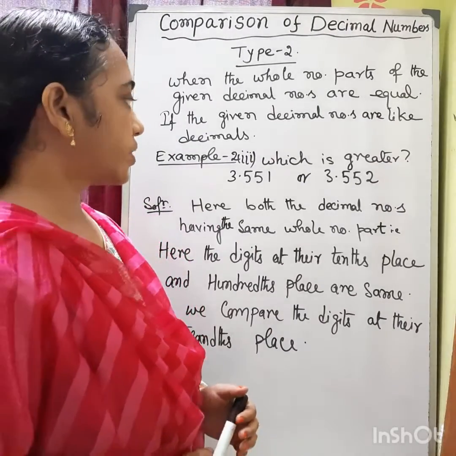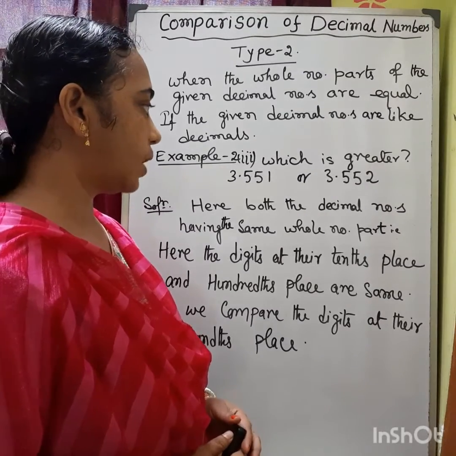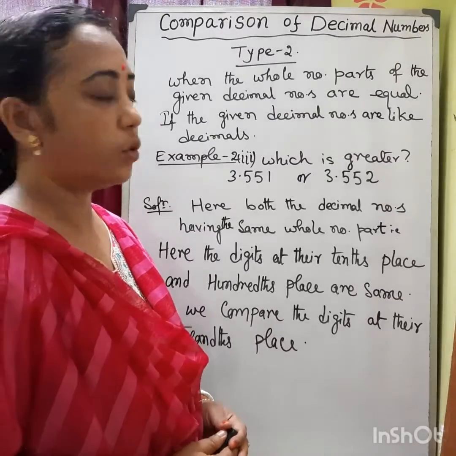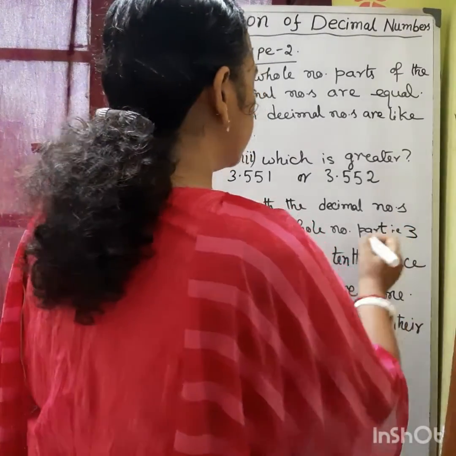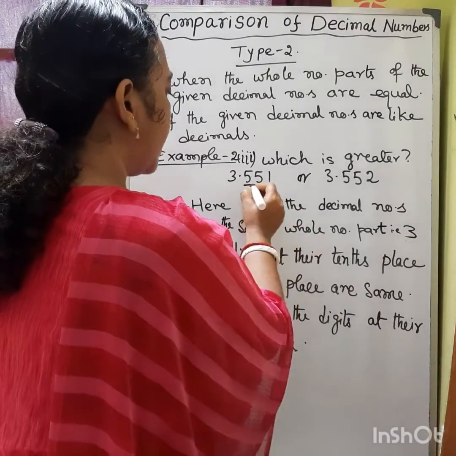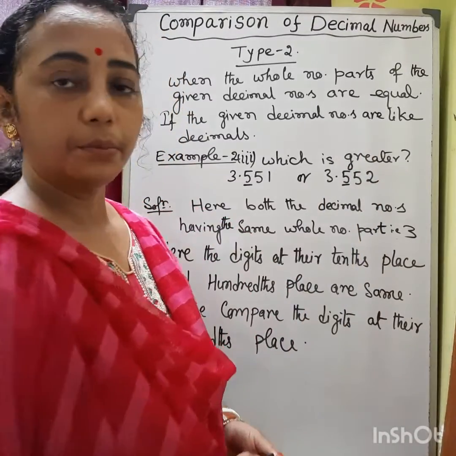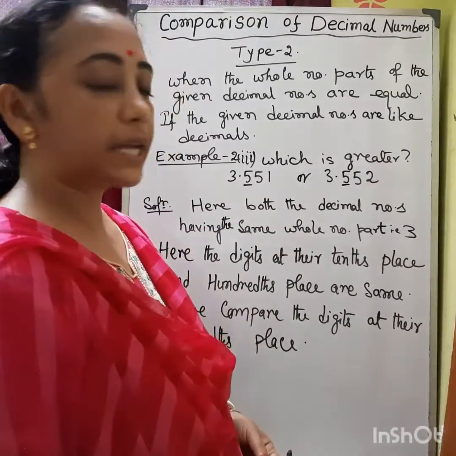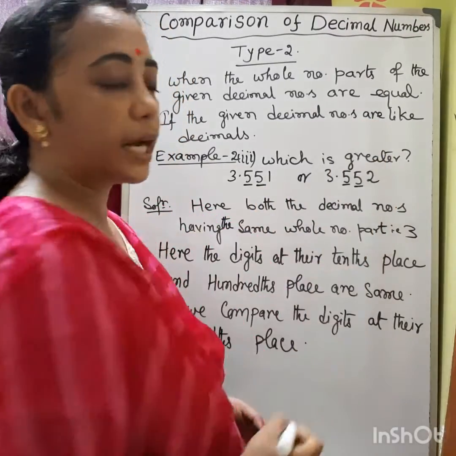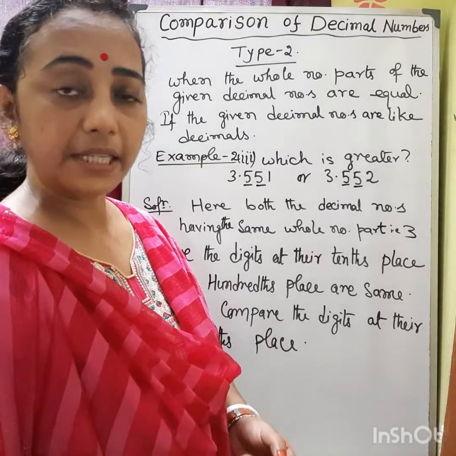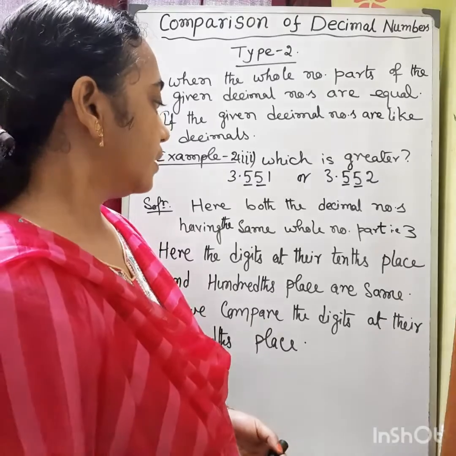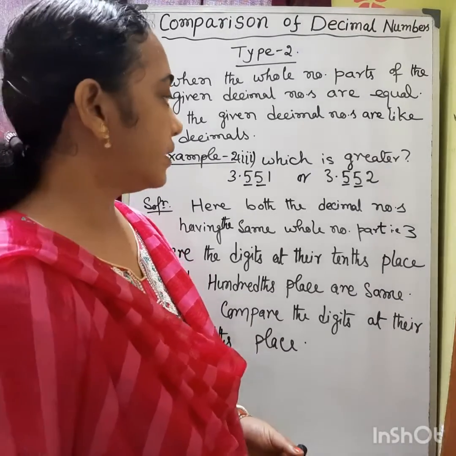Now let us see another question: which is greater, 3.551 or 3.552? Here also both the decimal numbers have the same whole number part, that is 3. Now the digits at their tens place, here it is 5 and here also it is 5. Both are same, and if we compare the digits at their hundreds place, here 5 and here also 5. That means the digits at their tens place and also at their hundreds place are same. Now we will compare the digits at their thousands place.